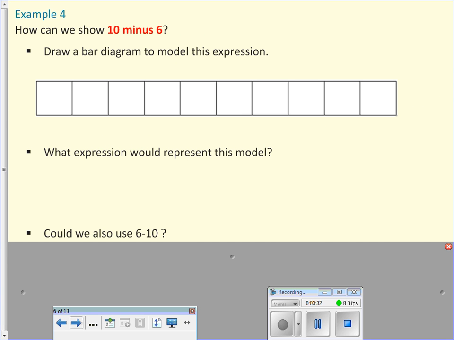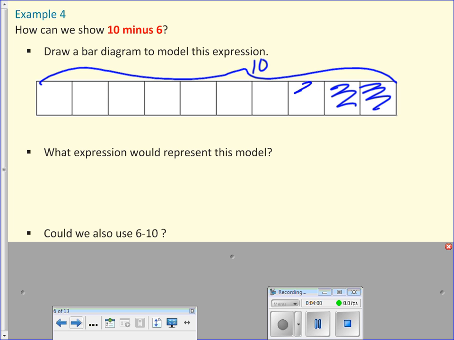Now let's take a look at 10 minus 6. Let's draw a bar diagram to model this expression. What is it that I have? What is my total quantity that I'm taking away from? 10. So this whole bar diagram represents 10, and you're drawing this in your notes. I'm taking away 6. So what expression could I write for 10 minus 6? What could I write? 10 minus 6.